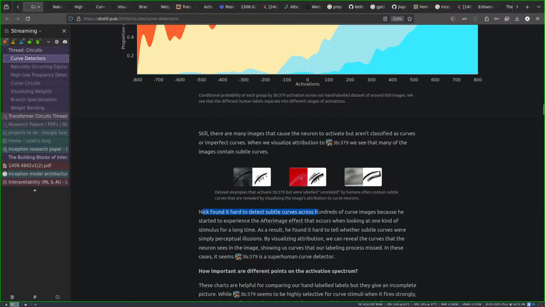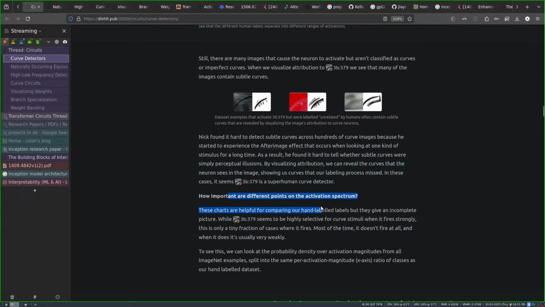He found it hard to detect simple curves across hundreds of curve images because he started to experience the after-image effect that occurs when looking at something similar for a long time. As a result, he found it hard to tell whether subtle curves were simply perceptual illusions. These charts are helpful for comparing labels, but they give an incomplete picture.